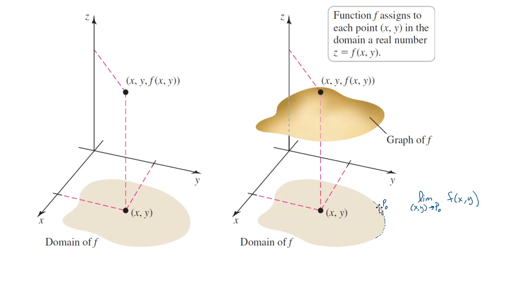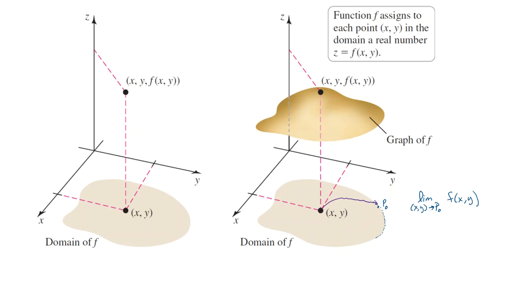Well, there's a lot of ways that (x, y) can approach P sub 0, right? This is where it's much different than Calc 1. We could approach on this path this way. We could approach P sub 0 this way. We could approach P sub 0 this way. There's lots of ways to approach P sub 0. Now let me do these in different colors. So let's say I approach P sub 0 this way.